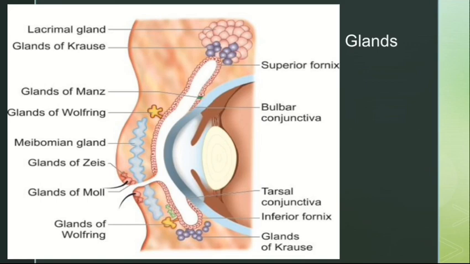In the upper fornix they are 42 in number, and in the lower fornix they are 6 to 8 in number. The second type of accessory lacrimal gland is the gland of Wolfring. They are present at the upper border of the tarsal plate and at the lower border of the tarsal plate. The second type of glands are mucous glands. They are the glands of Manz, which are present at the limbus, the glands of Henle, which are in the subpalpebral part of the conjunctiva, and the third type is goblet cells, which are present in the epithelium of the conjunctiva.